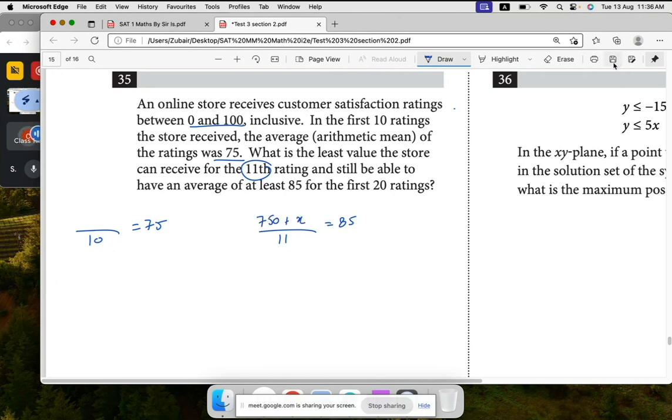Does this make sense? The data I've written. Yes, sir. It makes complete sense. Sum of 10 over 10. So 85 into 11 minus 750. 0 out of 100. Oh, sorry. 11th rating and still be able to have an average of at least 85 for the first 20 ratings.